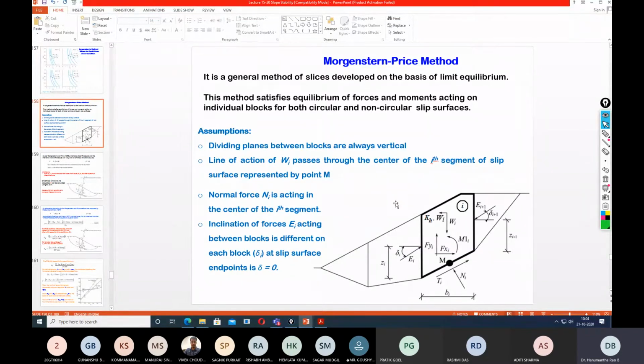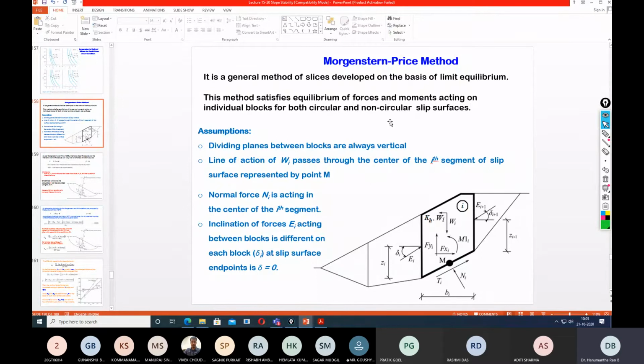So today, let us talk about another method by Morgenstern and Price. This is a more complex method. Without the aid of a computer program, one cannot solve any slope equation with the help of Morgenstern and Price. It is a general method of slices developed, again, on the basis of limit equilibrium. Almost all the methods are on the basis of limit equilibrium, and this method satisfies two equilibrium equations, that is, equilibrium of forces and equilibrium of moments acting on individual blocks, for both circular and non-circular slip surfaces.